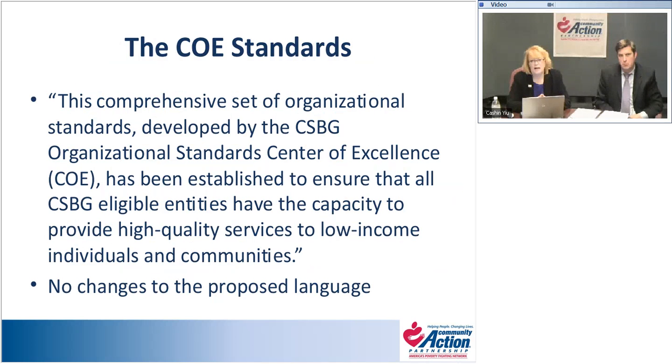As it states in the IM, they reference what they're calling the COE standards, the Center of Excellence Organizational Standards. A lot of those terms are used interchangeably, but that is the document that was submitted in July with those 56 standards. And it does state in the IM that these standards have been established to ensure that eligible entities have the capacity to provide high-quality services to low-income families and communities. It's trying to set that baseline so that all 1,000-plus CAP agencies are able to document a certain level of capacity. We all know capacity doesn't guarantee something on the other side, but we believe it gives us that core element, the network-wide ability to be responsive and to provide the high-quality services that low-income families in our communities truly deserve.